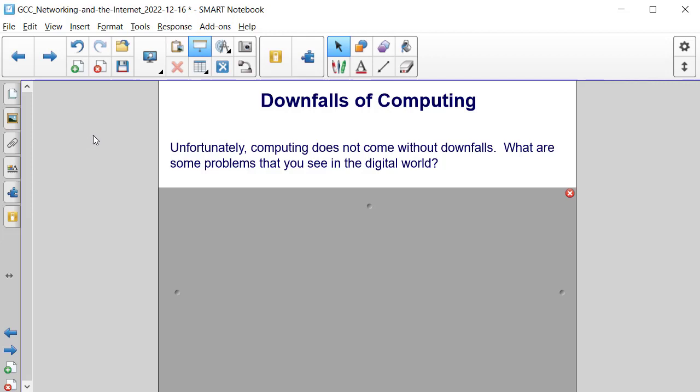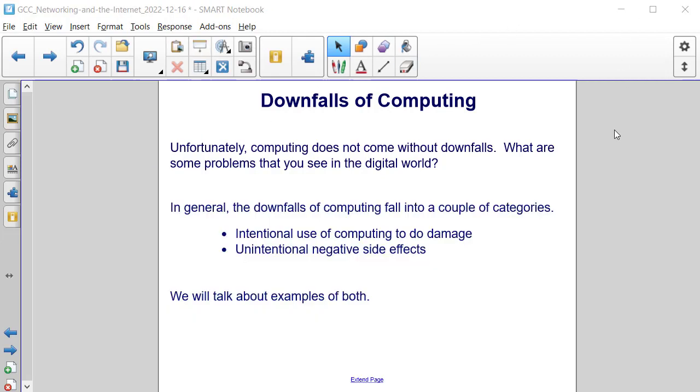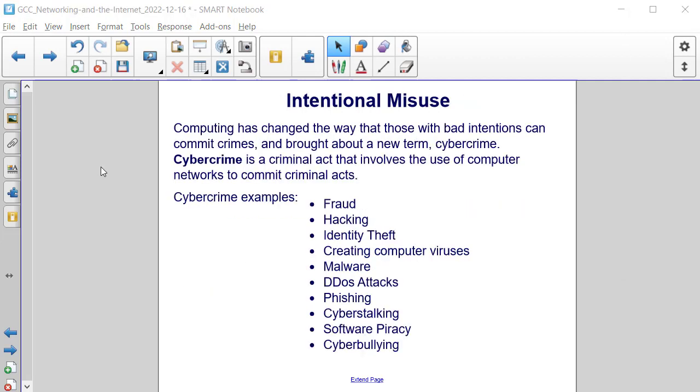Unfortunately, computing does not come without downfalls. What are some problems that you see in the digital world? Take a moment to pause this video and think about it, and when you're done, unpause it. In general, the downfalls of computing fall into a couple of categories. The first is the intentional use of computing to do damage, and the second is unintentional negative side effects. We will talk about examples in both categories.